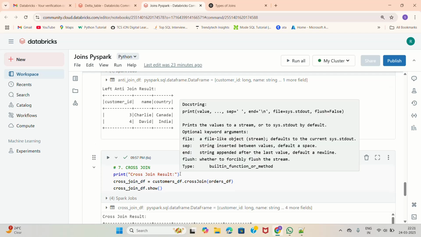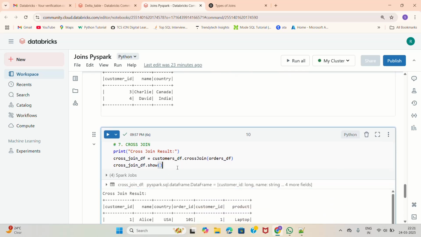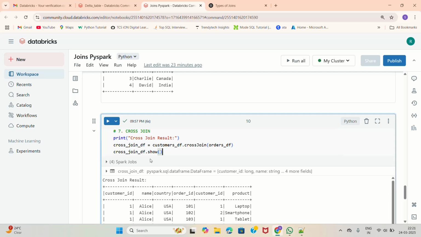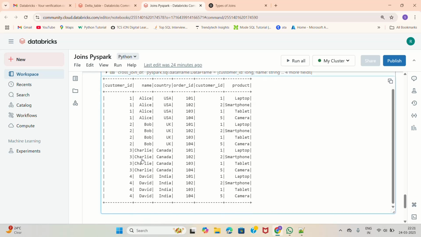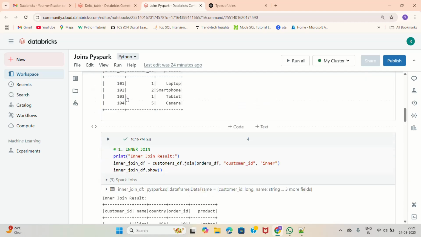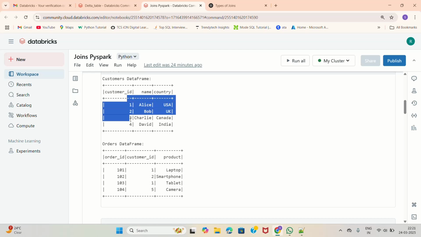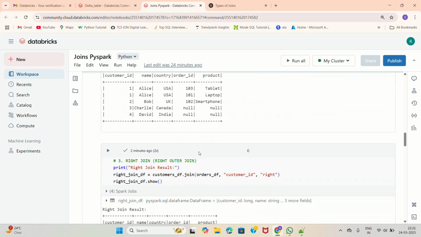And one more is there, that is the cross join. Cross join is nothing but m into n. I mean, the rows of one data frame are multiplied with the other data frame. For example, as per our example, the customer data frame values will be multiplied with the orders data frame. Now observe how many records will come in total. If we observe both data frames, we have 4 records here and 4 records here. So m into n, 4 into 4, a total of 16 records will come here.